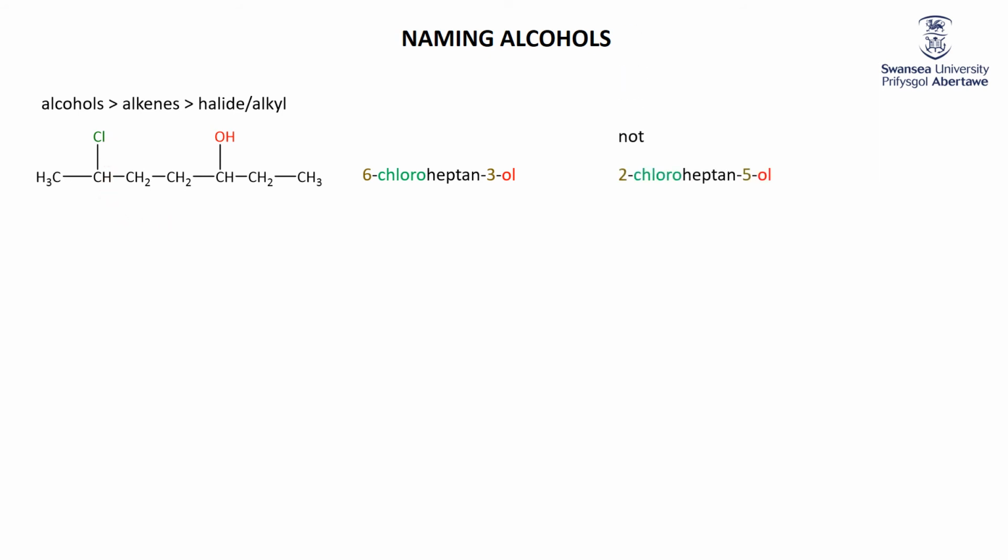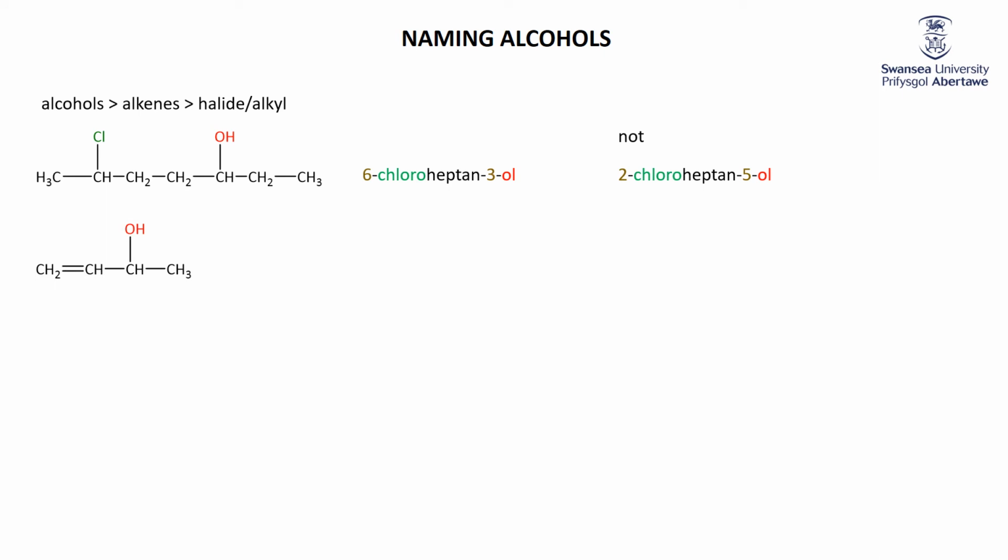Just to emphasize the priority of alcohols over alkenes and then halides or alkyl groups. If I had this molecule here, it might be tempting to start numbering up this end because the Cl will be at number 2, the OH not until number 3. The OH is more important than the Cl, the OH dominates it. Thus it is 6-chloroheptan-3-ol. Let's make sure we get where that is. 1, 2, 3, 4, 5, 6, 7 carbons, excuse me. So therefore the alcohol is off carbon number 3 and the chloro is off carbon number 6. It is not 2-chloroheptan-5-ol, even though of course these have smaller numbers, the alcohol dominates.